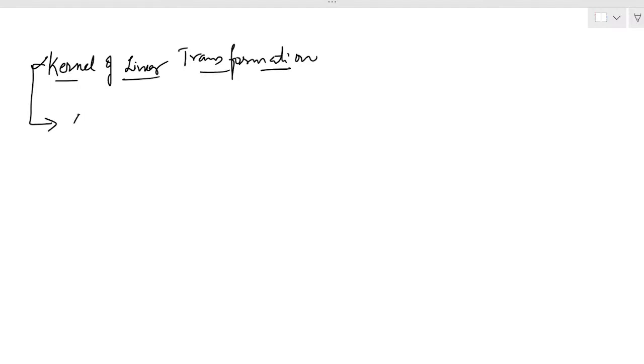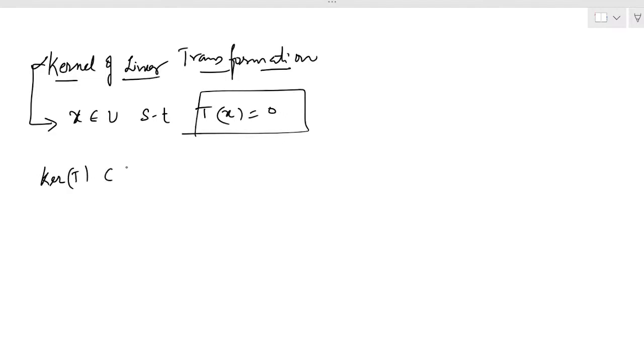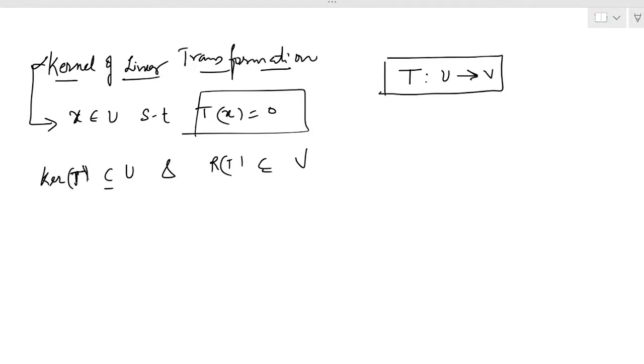Now let us come to the kernel. The kernel of a linear transformation gives us all those x belonging to U such that Tx becomes 0. Always remember that if we are describing a linear transformation from U to V, then kernel T is a subset of U, and range of T is a subset of V. I hope it is clear now.